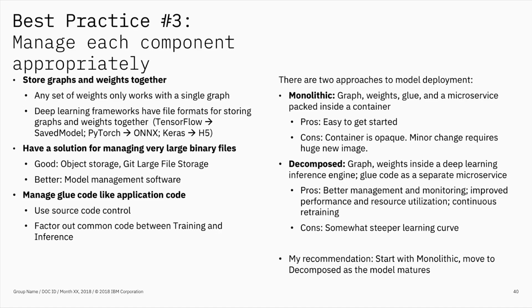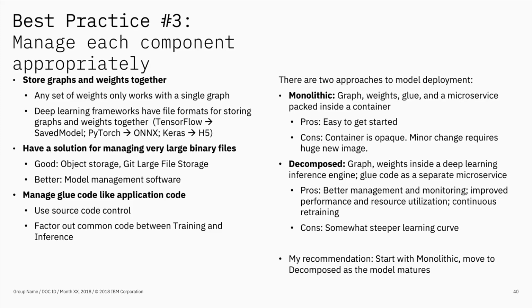Third practice is manage your glue code as code, because glue code, although it's part of a deep learning model, it's still code. You should give it the same treatment that you give the rest of your application code. Make sure it is properly tracked in the source control. And when there's common code that's shared between that training phase and the inference phase, remember the training glue code is going to be a batch program, and your inference glue code is going to be a microservice. Anything that's common between the 2 of those should be factored out and stored in a separate library.